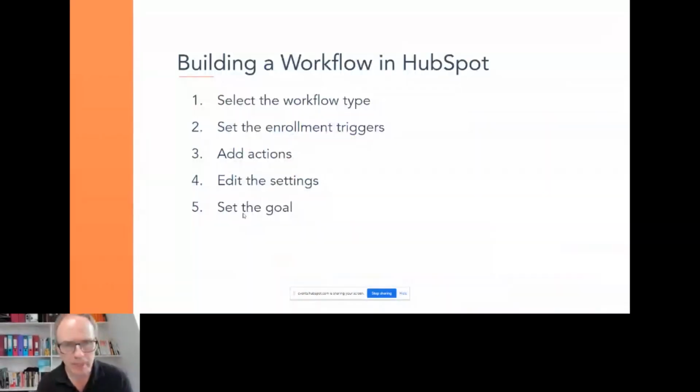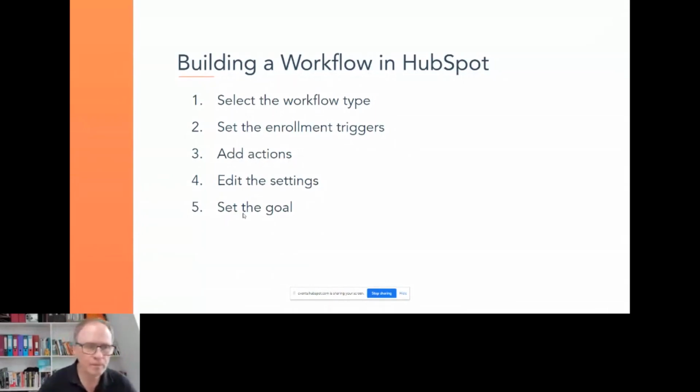So in case you don't know the process, select the type. Enrollment triggers. Enrollment triggers are what is going to be the cause of this workflow? Is it going to be a manual process where you have to add people in, or is it going to be a list, or is it going to be a form that somebody's filled in? Those types of things. You add a series of actions, you edit the settings for each of those, and you set a goal.